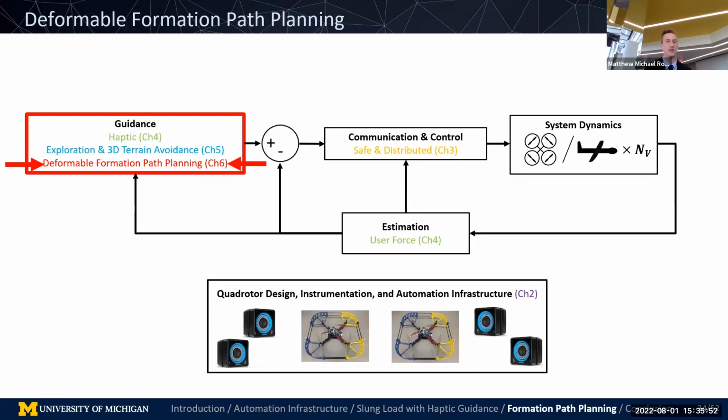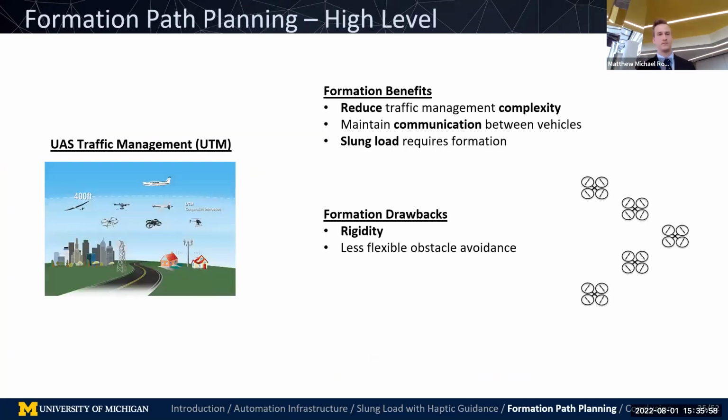The last chapter that I'll be discussing today is on deformable formation path planning in chapter 6. So going back to the UTM, the UAS traffic management application, we want to have multiple vehicles flying in the shared airspace. Formation flying has many benefits. One of them is it allows us to reduce the complexity of managing all this traffic because each formation can be treated as a single entity.